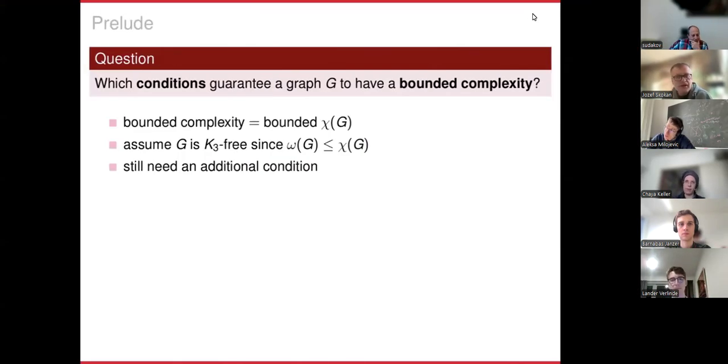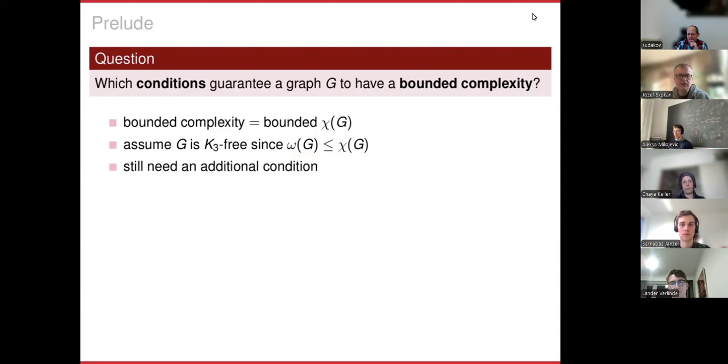For this talk, bounded complexity will mean that the graph has a bounded chromatic number, because that means I can decompose the graph into boundedly many independent sets. And because the size of the largest clique is always bounded by the chromatic number, assume that my graph G is triangle-free, with no large clique, then of course I'll have a bounded chromatic number.